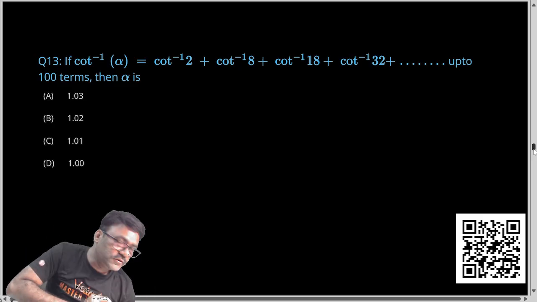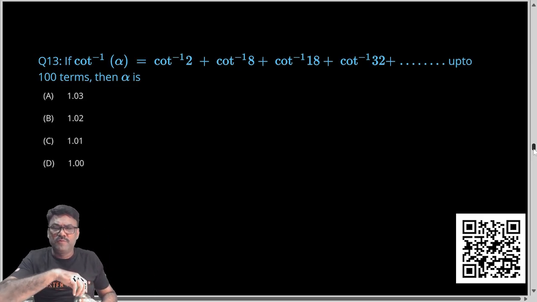Let's see the next question based on ITF. It is a very frequent type of question. This type of question is asked very frequently in JEE.